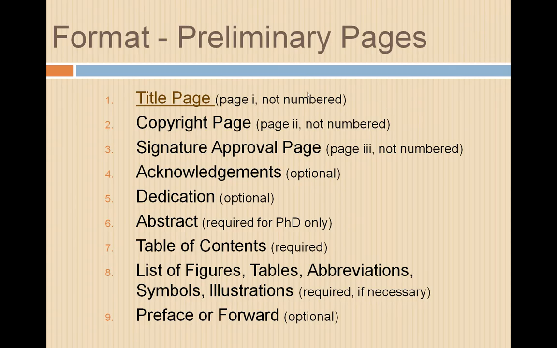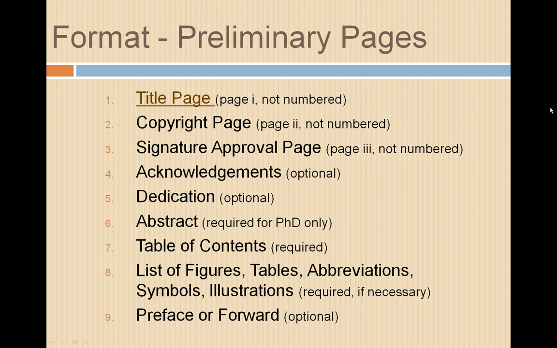So overall, the preliminary pages are numbered with lowercase Roman numerals. So they look like this, the small i, that type of thing. But the first 3 pages are included in the pagination, but they're not numbered on the page. So those numbers are not printed on the title page, the copyright page, and the signature page, but they are included. So those are your first 3 pages there.